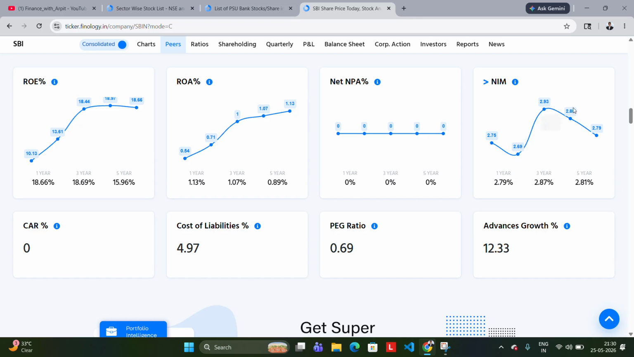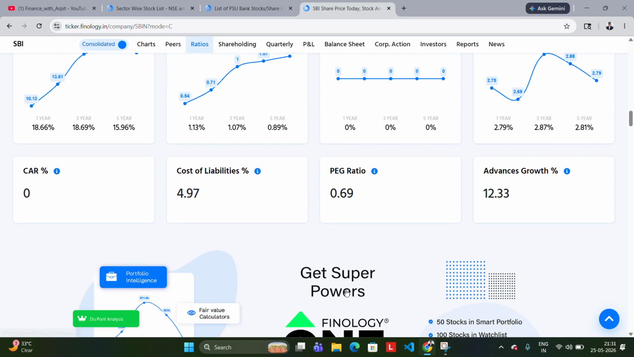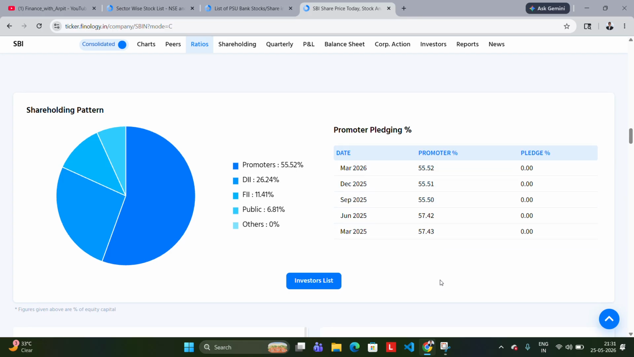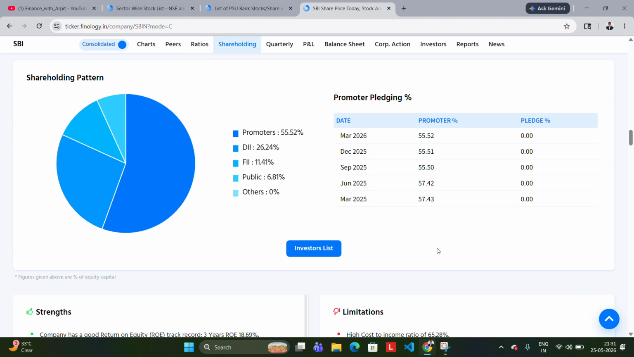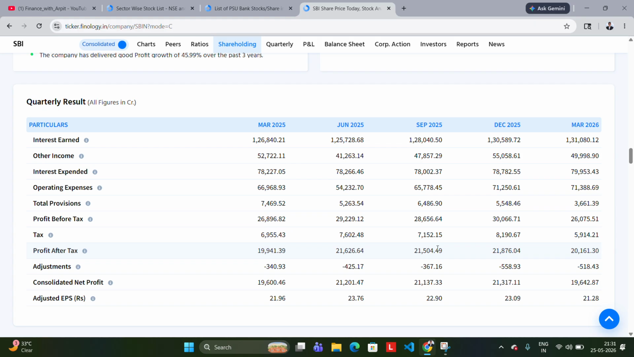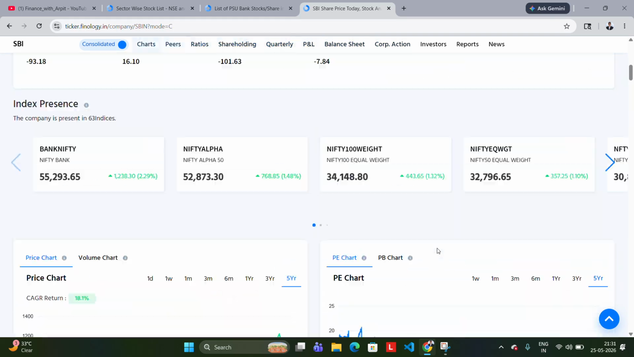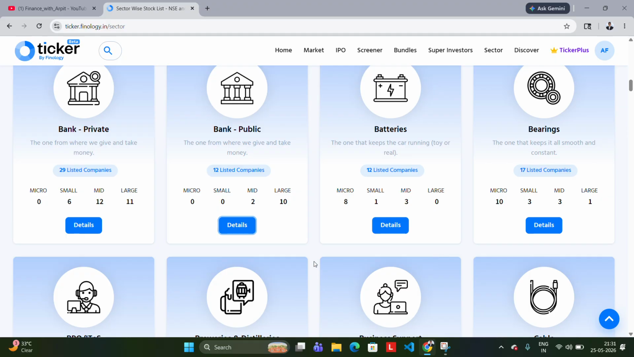NIM, net interest margin, is good, because this is the margin that they earn between the money they get and the money they give. Advances are good, that is, every year the loans they give out are increasing, which is a positive point. As we can see, the promoter holding, that is the government, sold many shares, but now they are buying back, so it's a good sign again. Investors are also in a huge amount. As we all know, SBI is one of our most trusted government banks. So this is how you can analyze the stock of any banking sector.